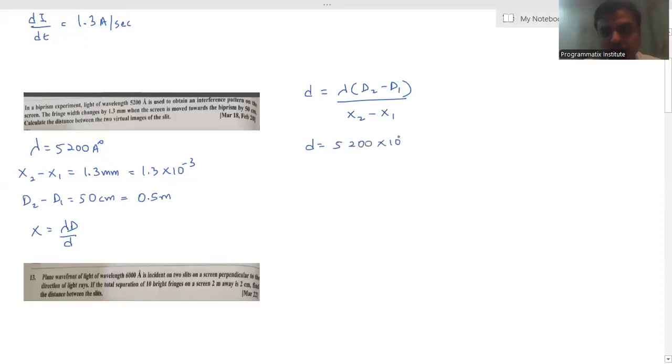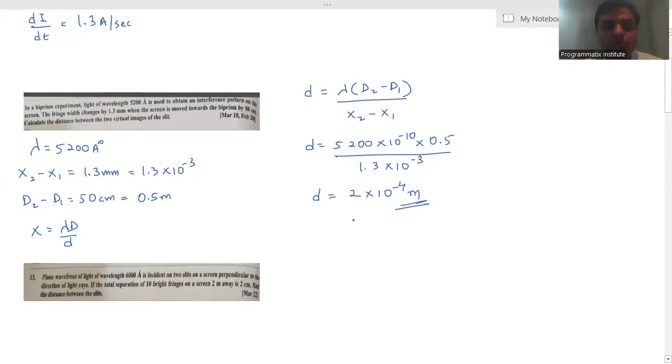So 5200 angstrom, just convert angstrom to meter. And this is 50 centimeter, which is 0.5. And lastly, you have 1.3 into 10 raised to minus 3. Okay, so by solving, all you get is the value of small d, which is 2 into 10 raised to minus 4 in meter.